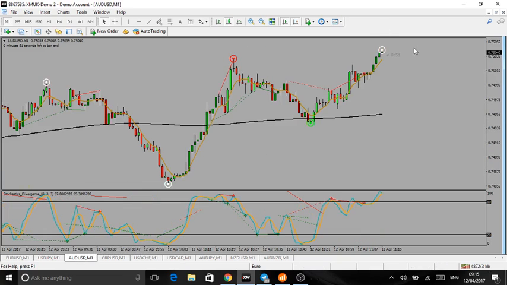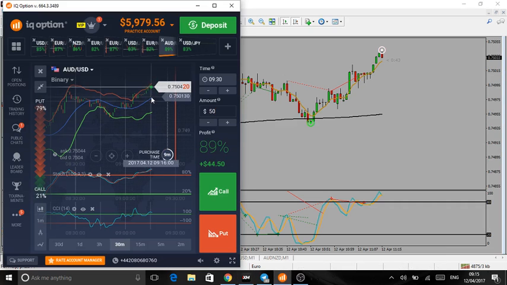Okay, here's a white signal, guys. I don't really like to take white signals, but for demonstration purposes, I'm going to take it. AUD USD. I'll go into AUD USD. Because it's a white signal, I'm only going to take 35 on this signal, because I'm not really confident with it.